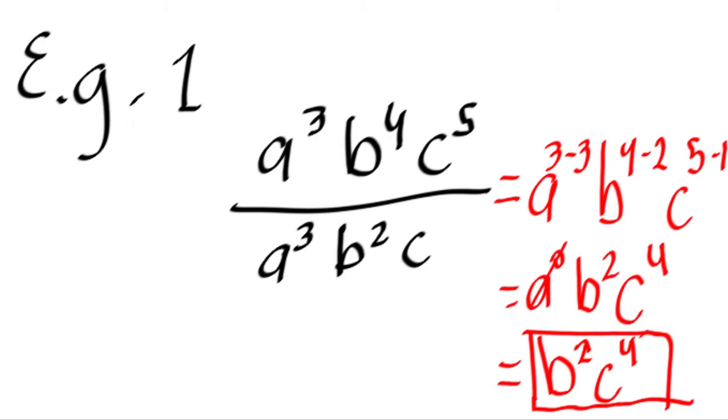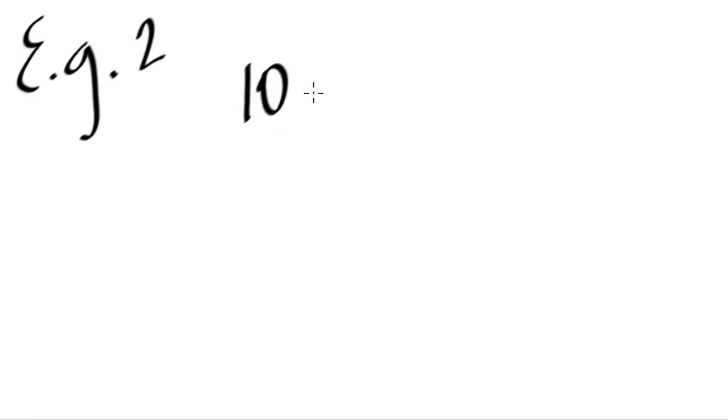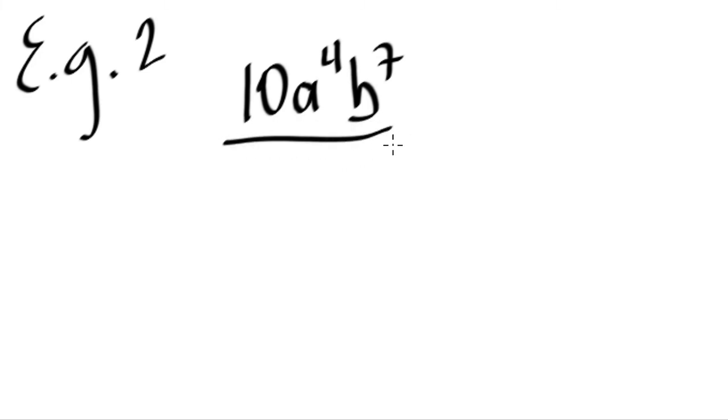Now, for our last example, let me write this down. This is example 2. What we have is 10 a raised to 4 b raised to 7 divided by minus 5 a raised to 9 b raised to 2. You can pause the video if you want to answer it.